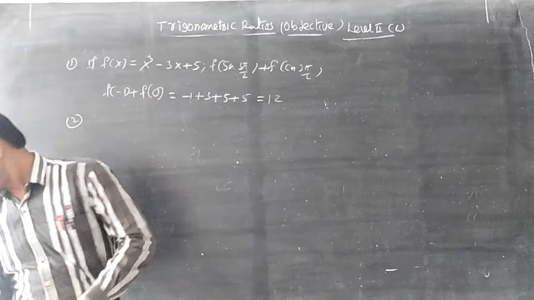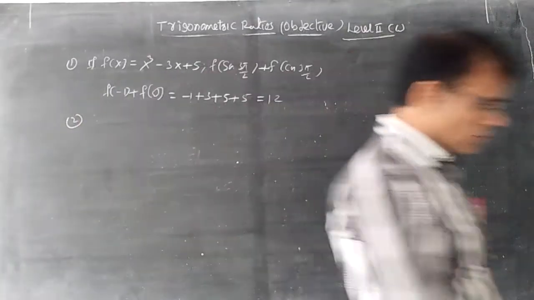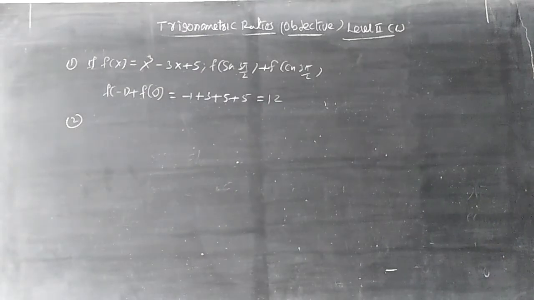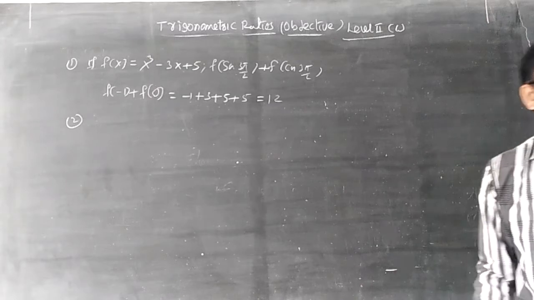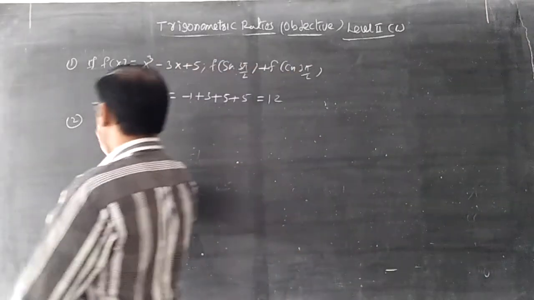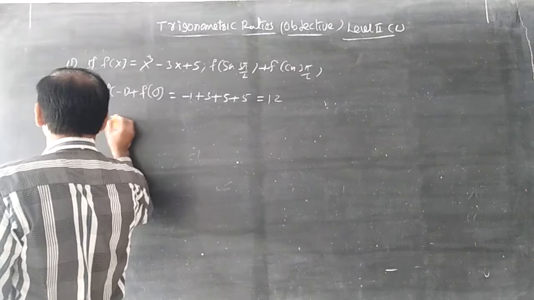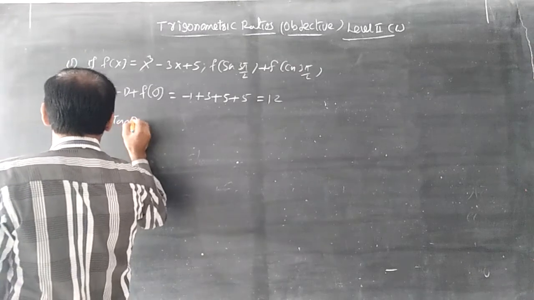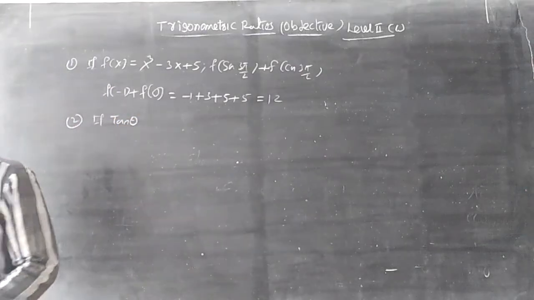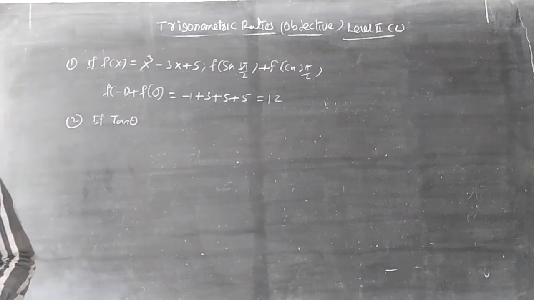Read the second question. Maybe our material changed. If tan theta, 2 tan theta plus 2. Put it in the middle and see. Read tan theta. Good.